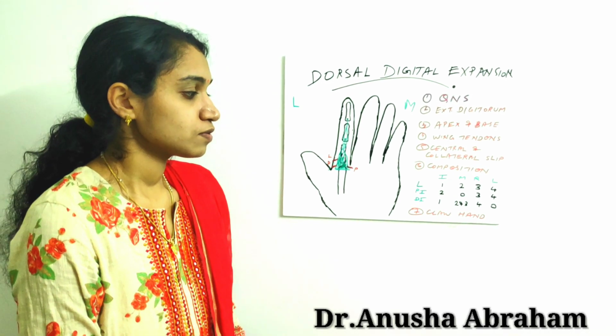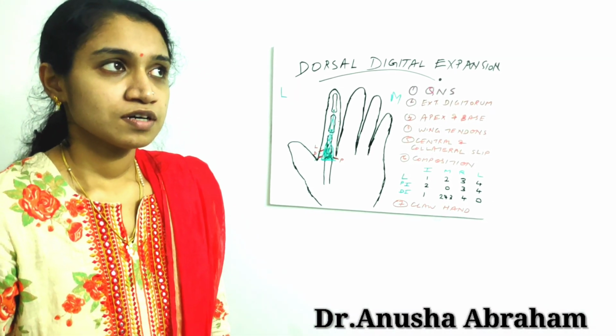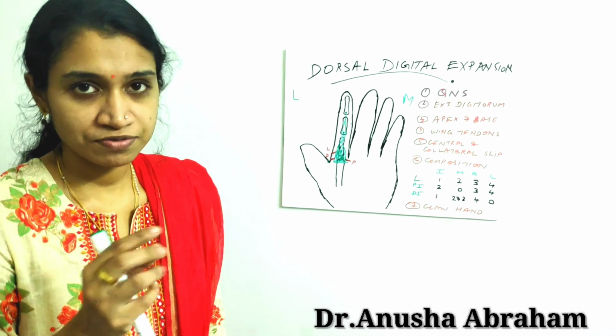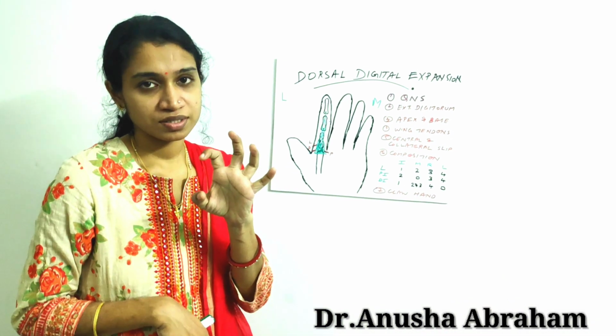Okay, coming finally to the claw hand, which I have already mentioned. Claw hand is nothing but when these muscles like lumbricals, interosseous, etc. are affected, when there is injury to the ulnar nerve, this claw hand is occurring.